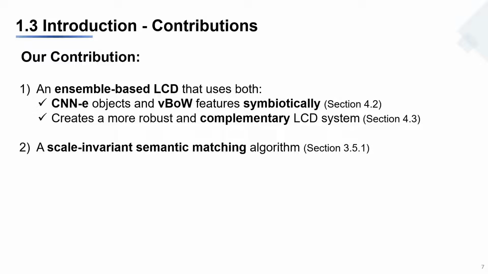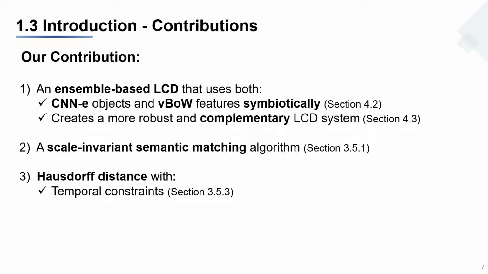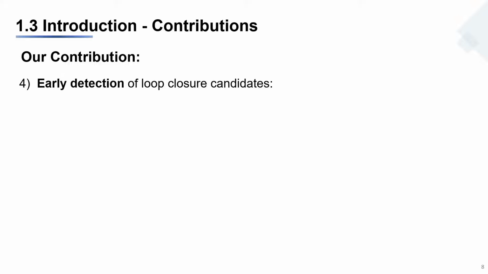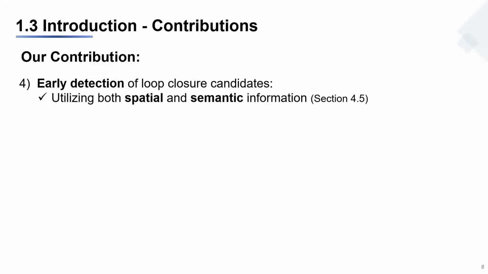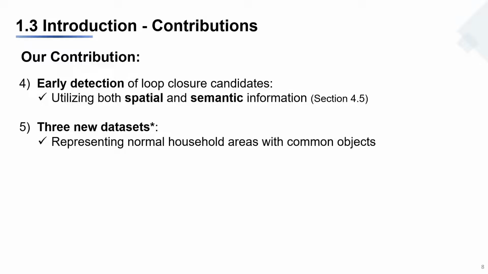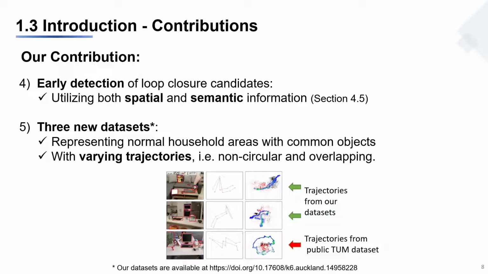A scale-invariant semantic matching algorithm, a Hausdorff distance with temporal constraints, early detection of loop closure candidates utilizing both spatial and semantic information, and lastly, 3D datasets representing normal household areas with common objects with varying trajectories.